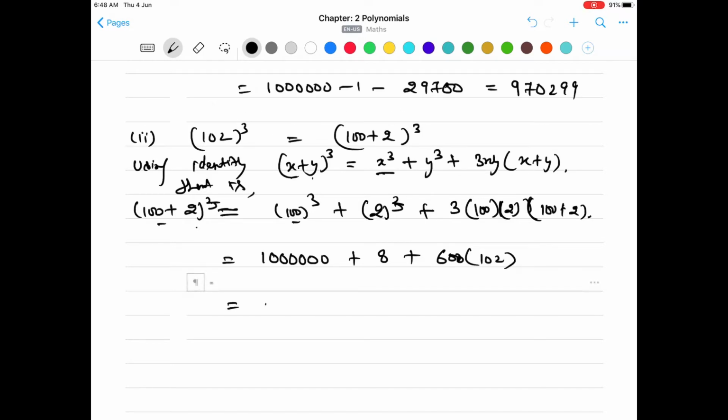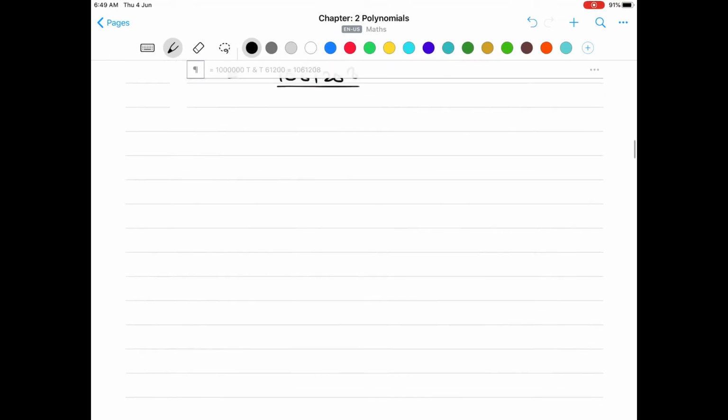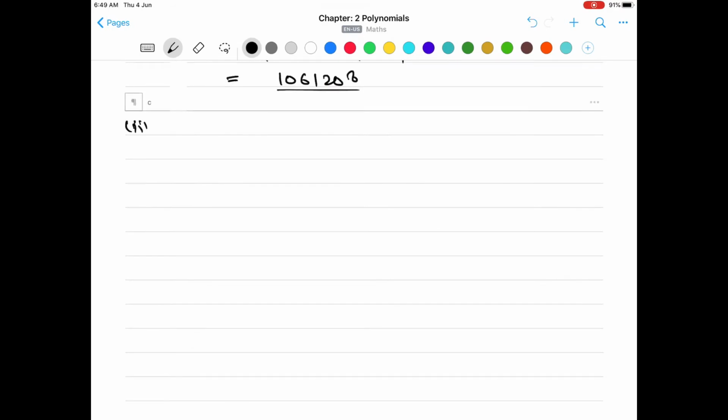Now solve this. This will be 1, 1, 2, 3, 4, 5, 6 plus 8 plus 600 into 102. First write the 2 zeros, then multiply 6 into 102, this will be 612. After adding all the numbers, you will get the answer as 1061208. So that's the solution of this question.